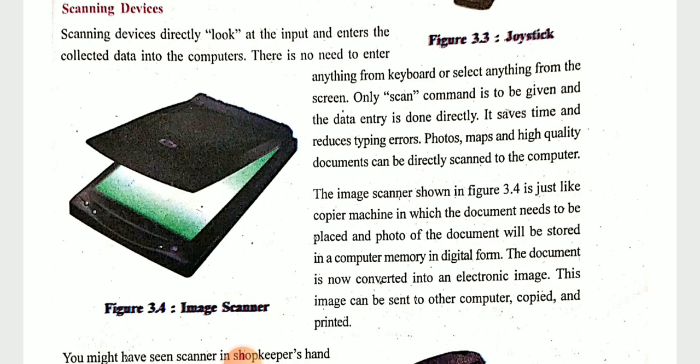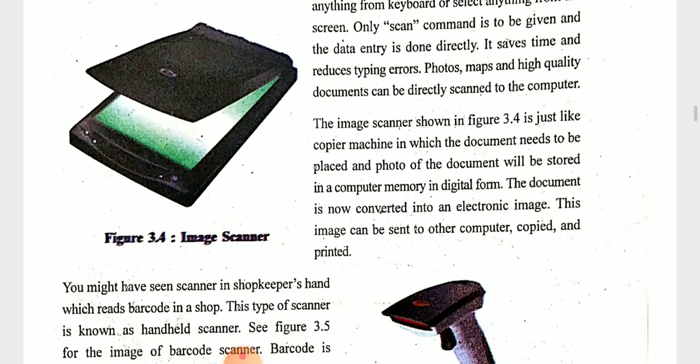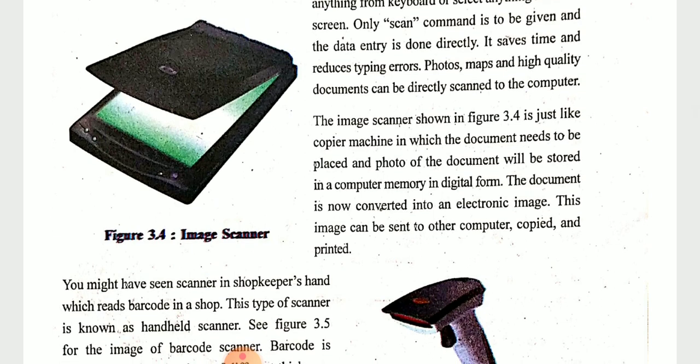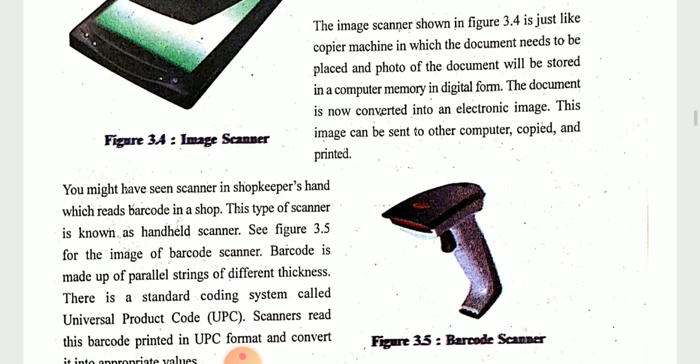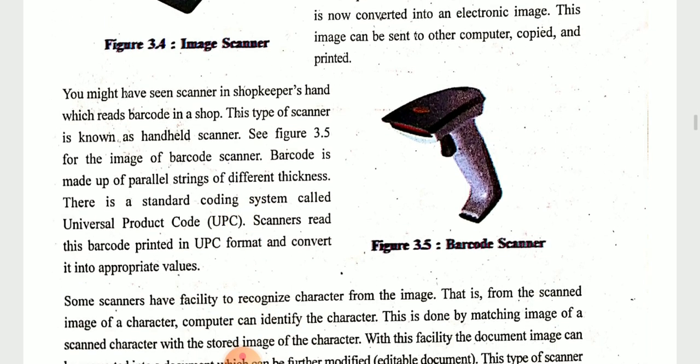Look at this figure. The image scanner is used like a copy machine in which the document needs to be placed, and a photo of the document will be stored in the computer memory in a digital form. The document is now converted into an electronic image. This image can be sent to another computer, copied and printed.